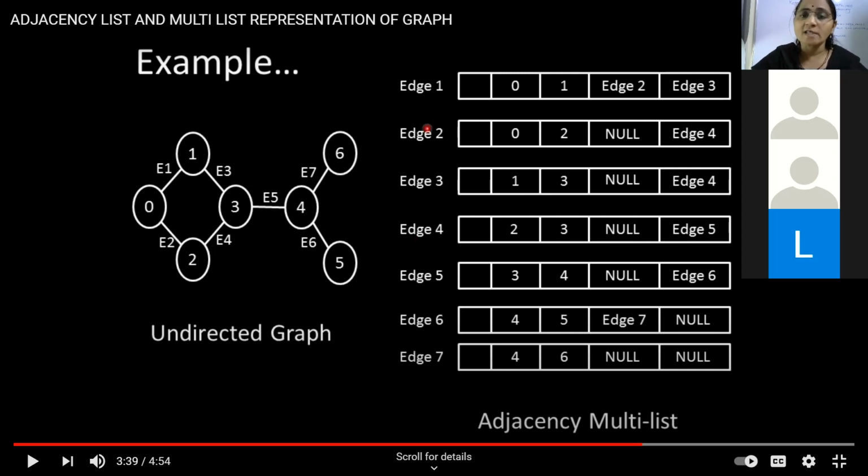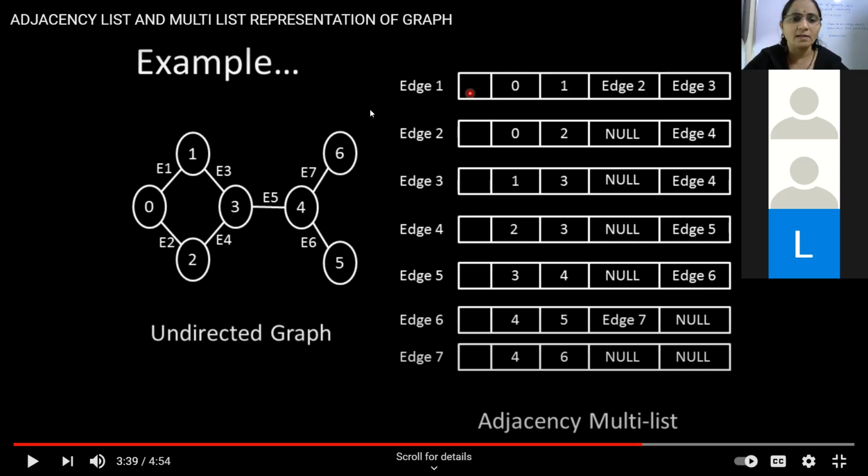And this edge 1 is represented with 5 different fields. The first field is the M field. That M field is a 1-bit field which represents whether you have to examine the particular edge or not. The second field is the first vertex that the edge belongs to. Then this is the second vertex.